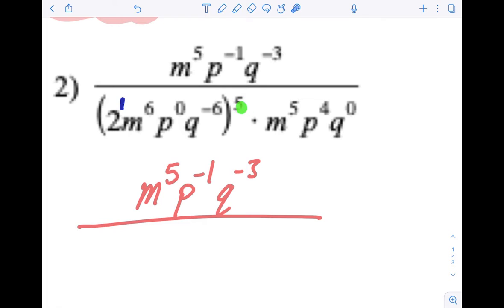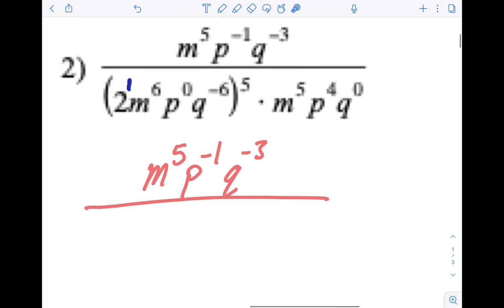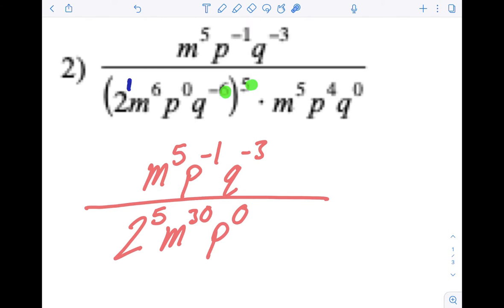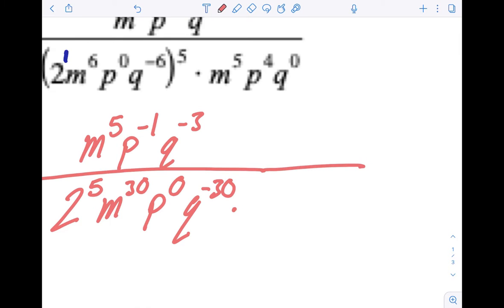Okay, now this 5 times 1 is 5, so I get 2 to the 5th power. 5 times 6 is 30, so I get m to the 30th power. 5 times 0 is 0, so I get p to the 0 power. 5 times negative 6 is negative 30, so I get q to the negative 30 power. Times, I still have my m to the 5th, p to the 4th, and q to the 0.